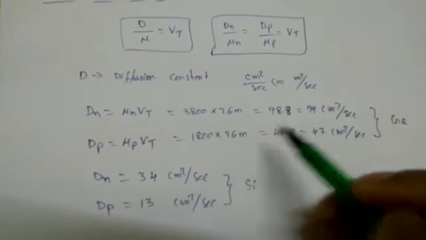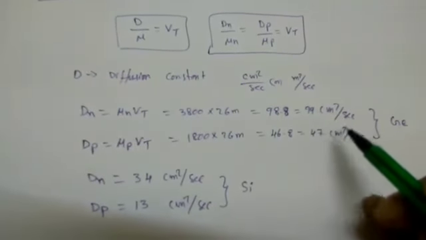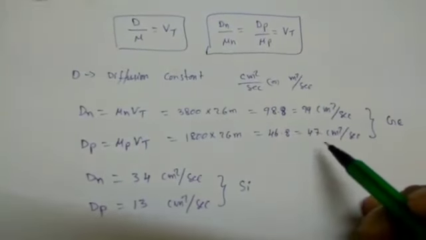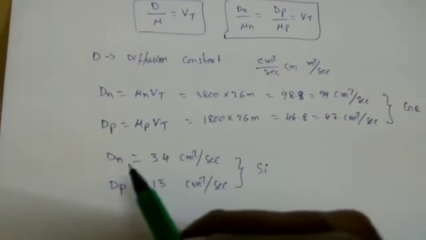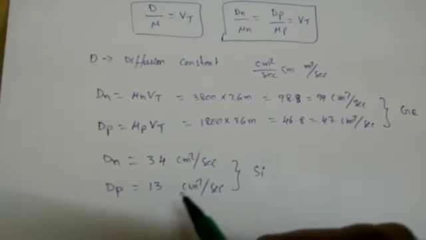So if you substitute, you will get 99 centimeter square by second, and for holes 47. Similarly for silicon, Dn is 34 centimeter square by second, Dp is 13.